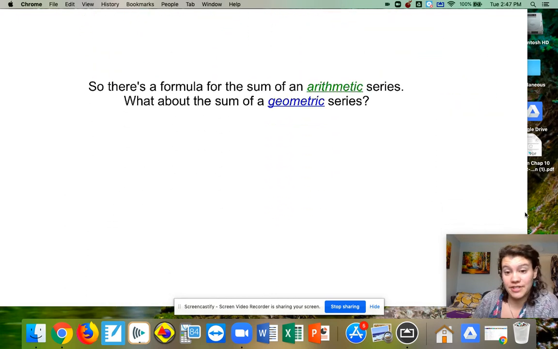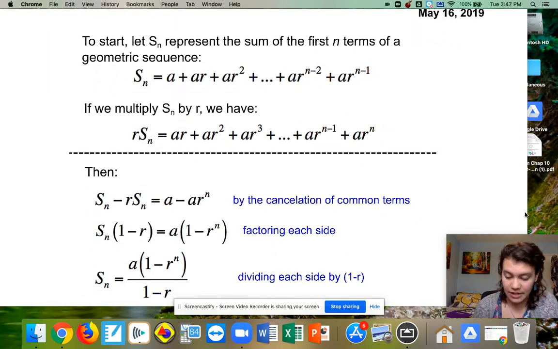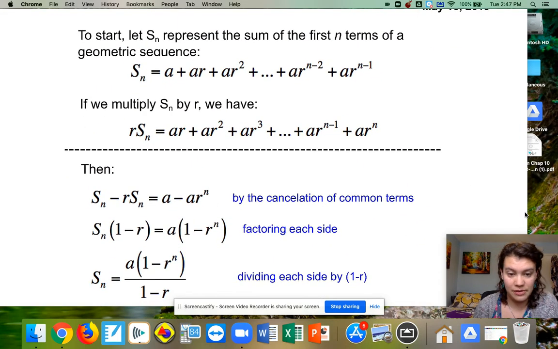Okay, so there's a sum for arithmetic series. Is there a sum for geometric series? The answer is yes. So how they figured it out, you can follow along. You won't need to be able to do this on your own, but follow the process. Let S sub n represent the sum of a geometric sequence.